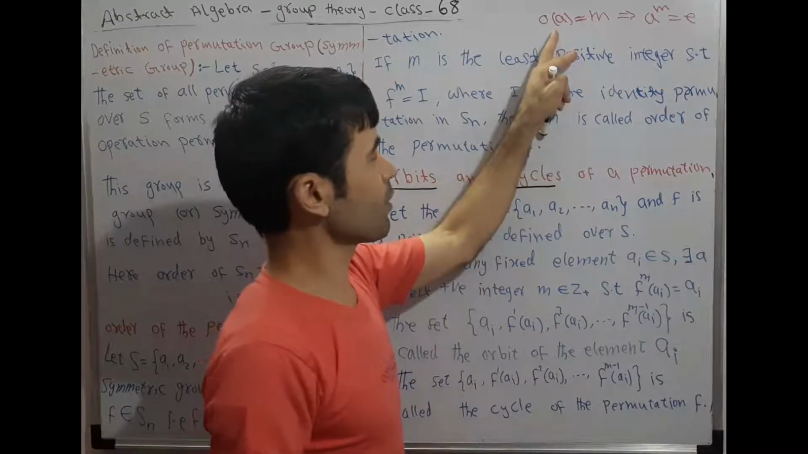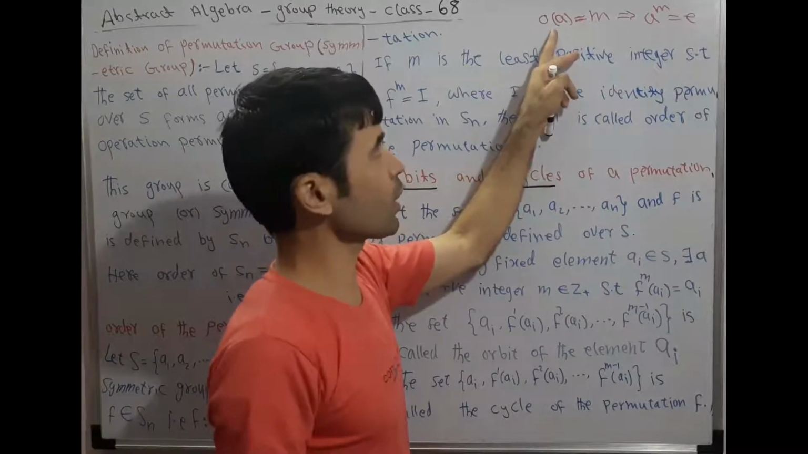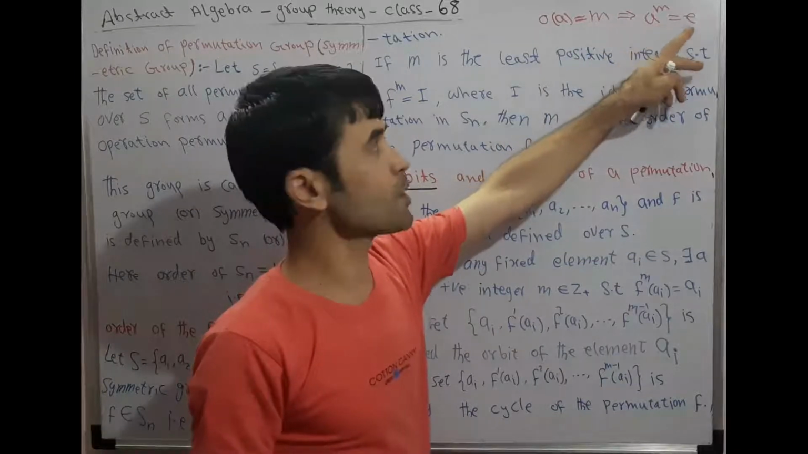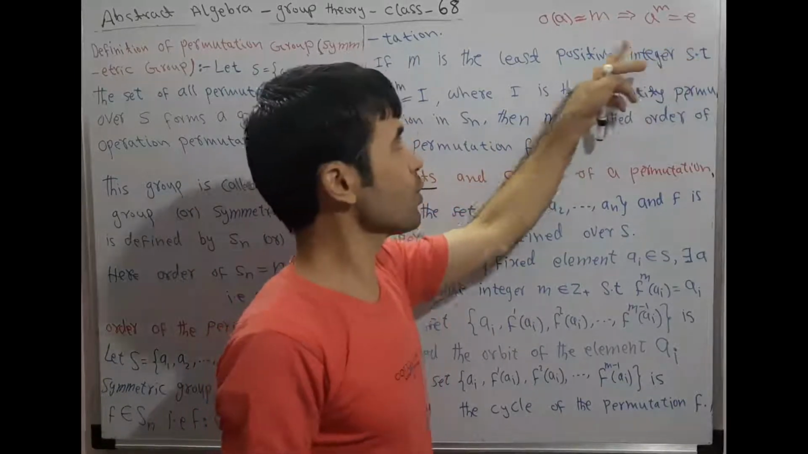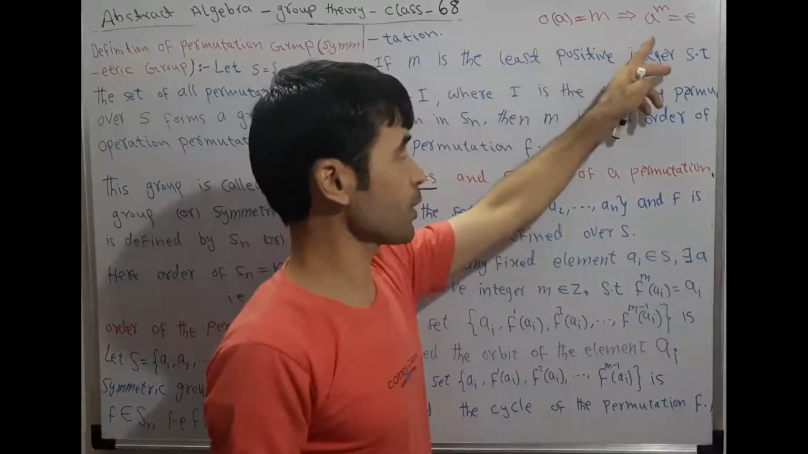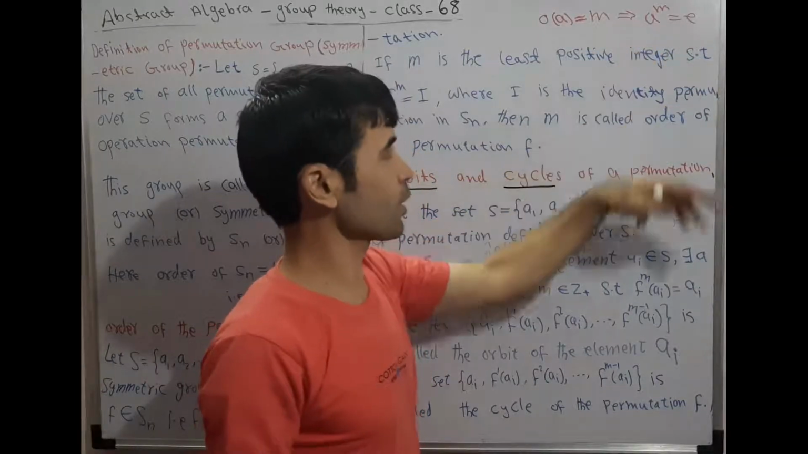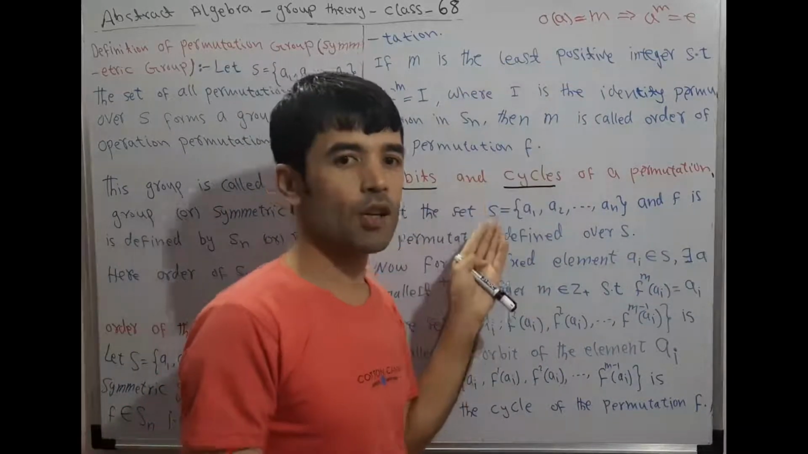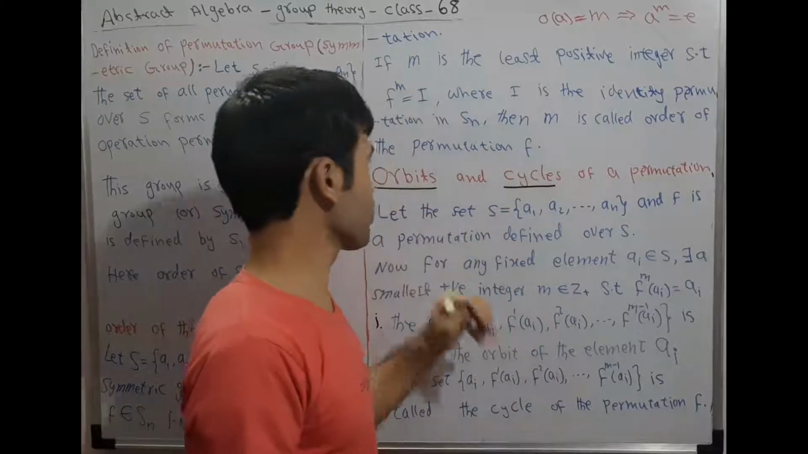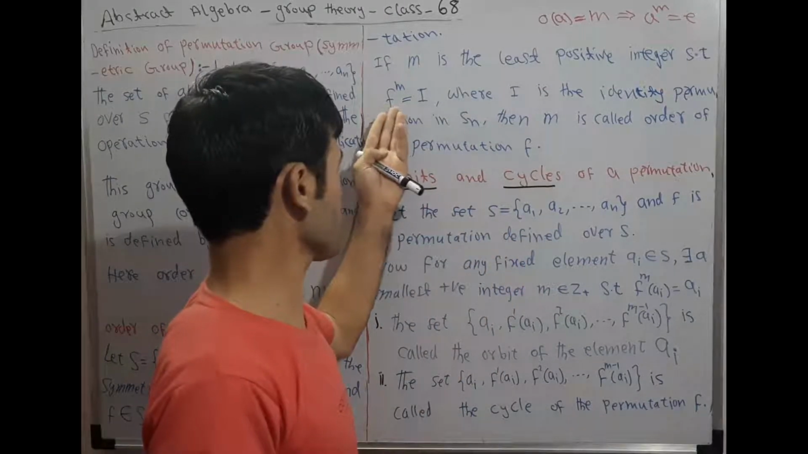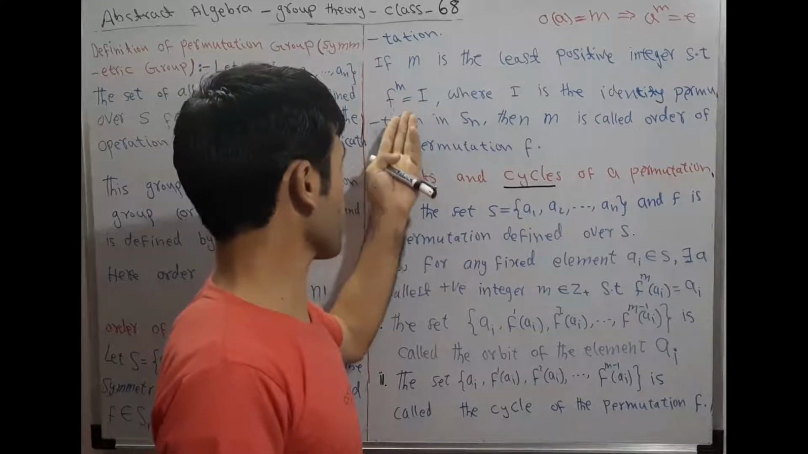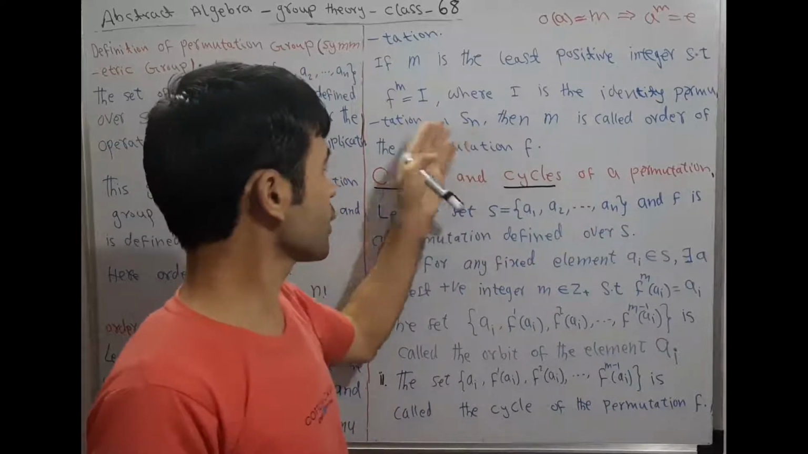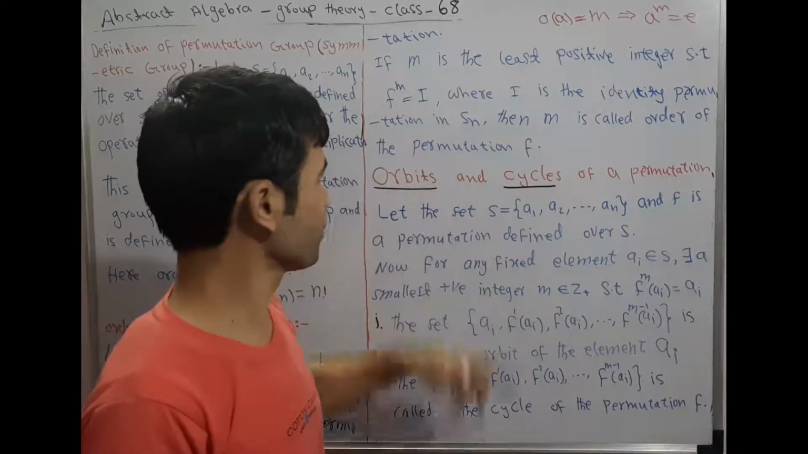We know the definition of order of an element in group theory. Order of a is equal to m, where m is the least positive integer such that a to the power m is equal to the identity element e. It is the definition of order of an element in an arbitrary group. Here it is the same as this definition. Here is the order of a permutation. If we get f to the power m is equal to I, the identity permutation, then m is the order of the permutation.